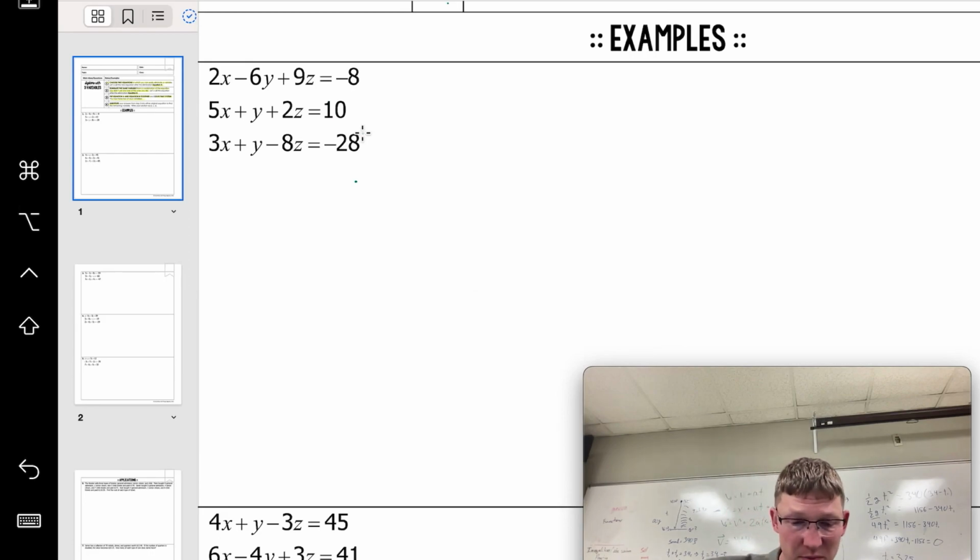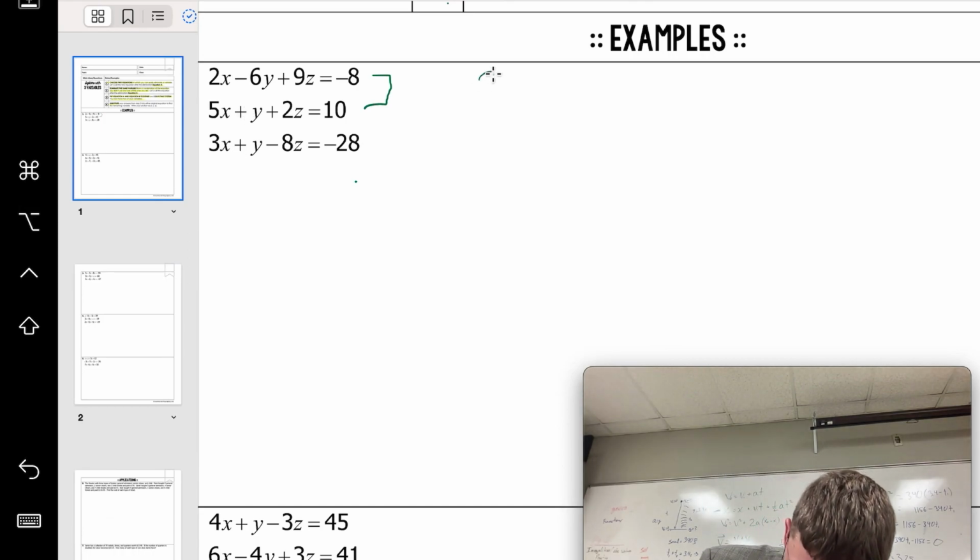So I'm just going to take the first two, and we're going to use elimination to get rid of our y. I would pick the y because there's no coefficient in front of there. So it's just a little bit easier to work with that and, essentially, less math. So we're going to come over here in green. So we've got 2x minus 6y plus 9z equals -8.